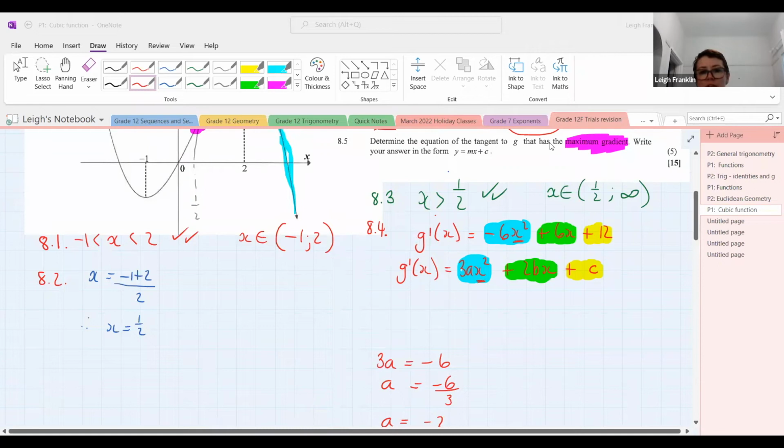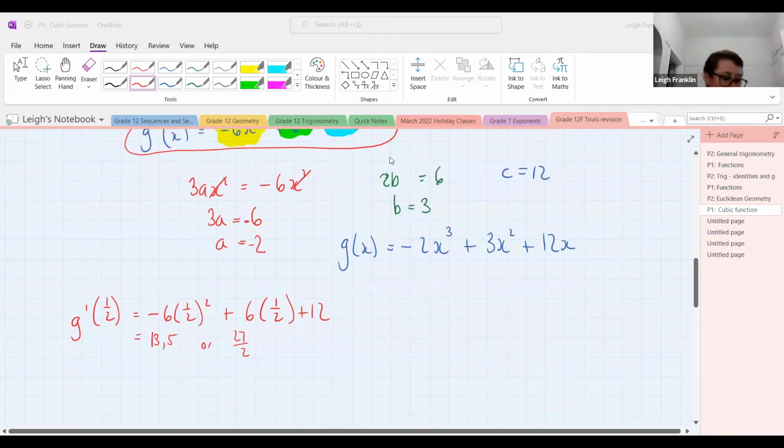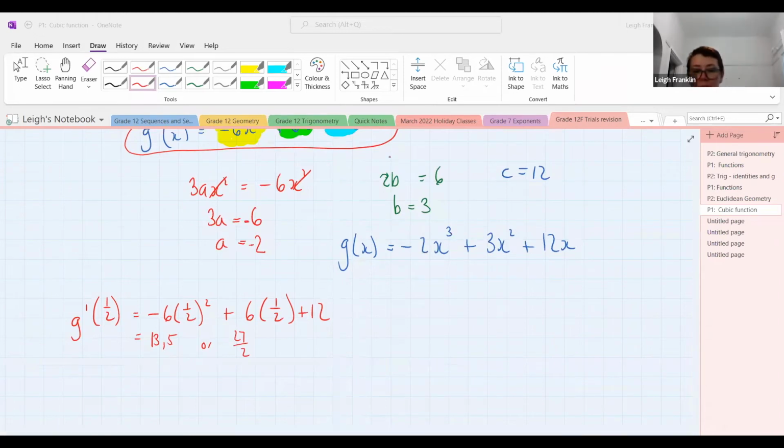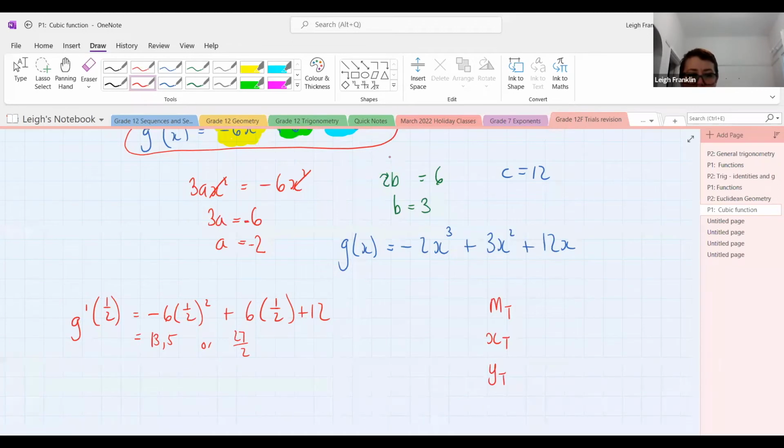Okay, so the equation of the tangent to G with a maximum gradient. We found the maximum gradient, and we must write the answer in the form y equals mx plus c. If we want the equation of a tangent, we need the gradient at the point of tangency, the x coordinate, and the y coordinate of the point of tangency. We've worked out the gradient is 13,5. The x coordinate at the point of tangency is a half. How are we going to get the y coordinate at the point of tangency? Where do we get that from?